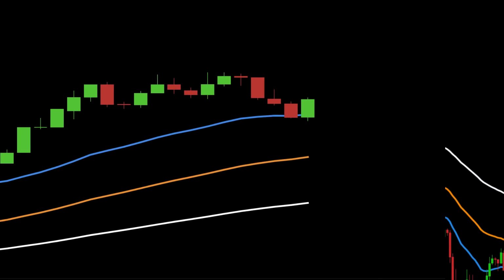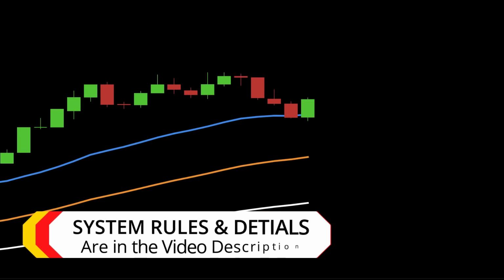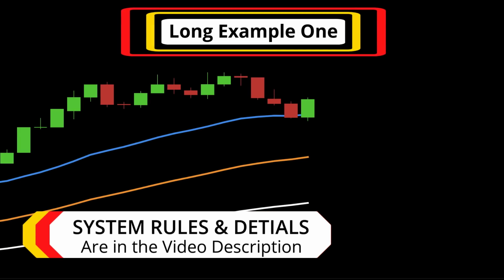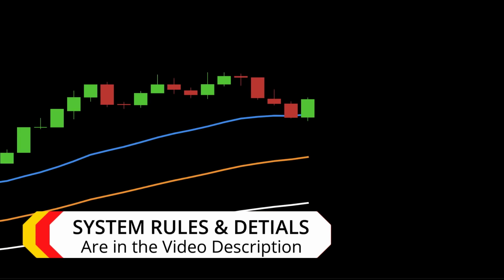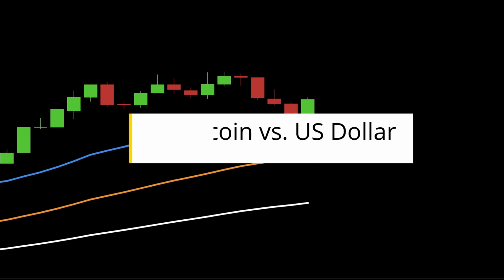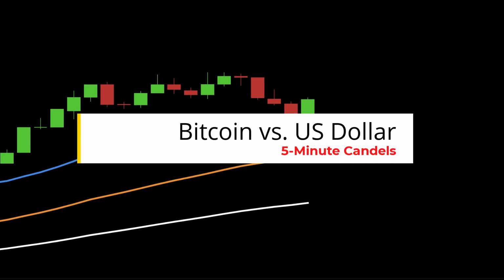Let's go over entry criteria and review some examples. As always, system rules and details are listed in the description below. This chart is Bitcoin versus the US dollar, 5-minute candles.